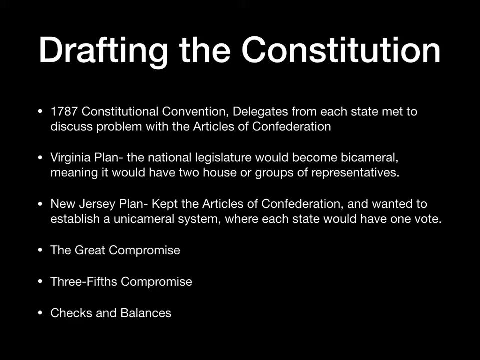There's other compromises made, such as the Three-Fifths Compromise. Southern states wanted slaves to be counted in population totals, getting them more representation. So they strike a balance where they say, we'll count 3 out of every 5 slaves in population totals. And so this was really put into the Constitution to get the southern states to ratify the Constitution in its final form. Also, we have checks and balances. So that just pretty much means that we have 3 branches of government.